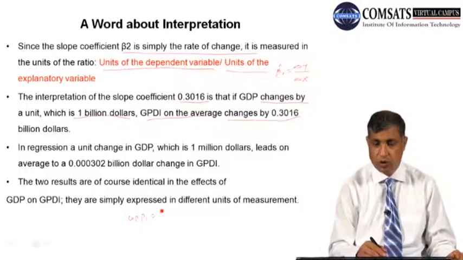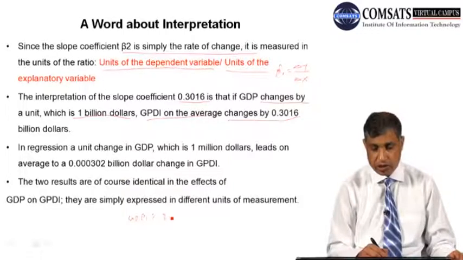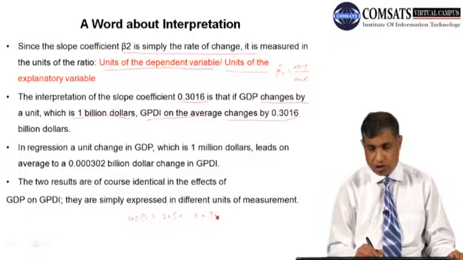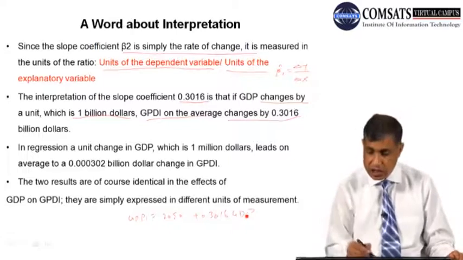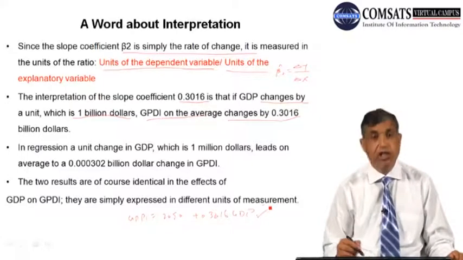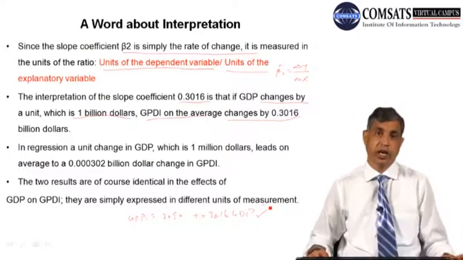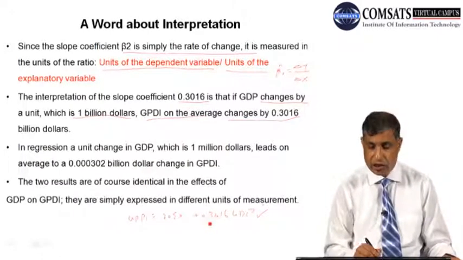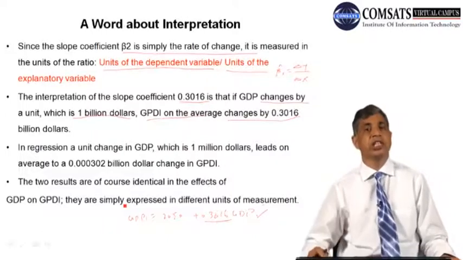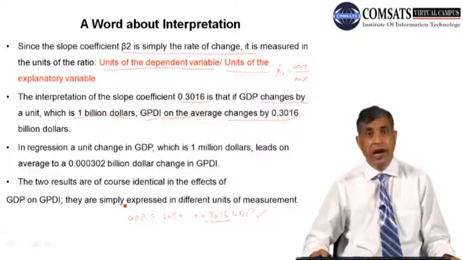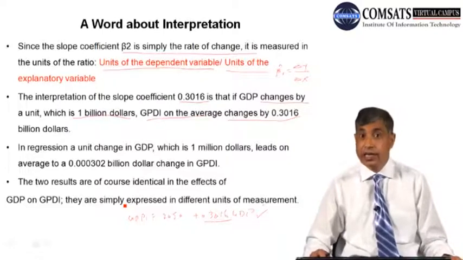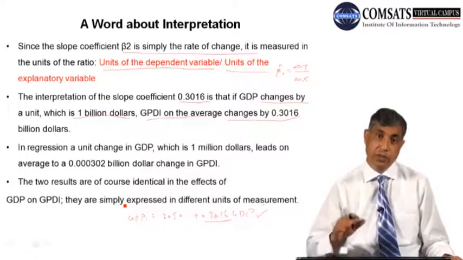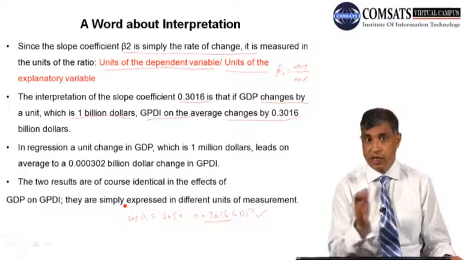GDPI is equal to, for example, 2050 plus 0.3016 GDP. Now what this is saying is, if GDP changes by one unit, on average there is a 0.3016 unit change in GDPI. Listen again, and listen carefully, because in a multiple regression model we will be explaining many effects of the independent variables.